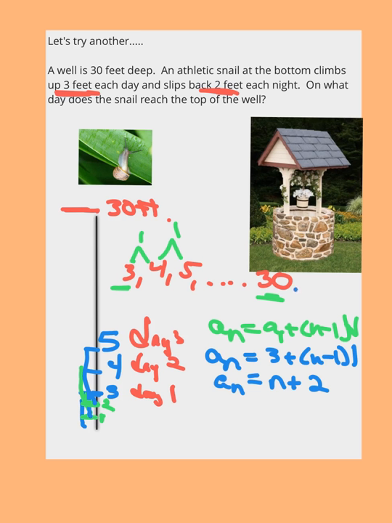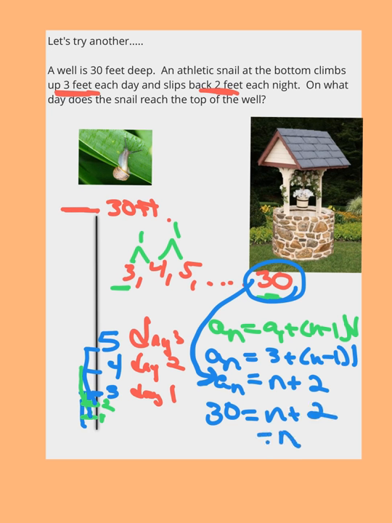We want to figure out how many days, so that would be n, it would take to get to 30. So that's going to allow me to put 30 in for my a sub n. So 30 is equal to n plus 2, which means that my n value is 28. It'll take 28 days for that snail to get out of that well. So with this example, what we did was we first drew a picture of the situation, or drew kind of like a chart. We ended up noticing a sequence, and from that sequence we wrote a formula to solve for the number of days.